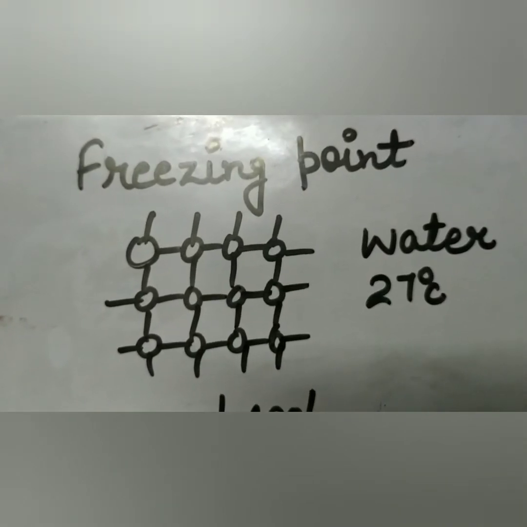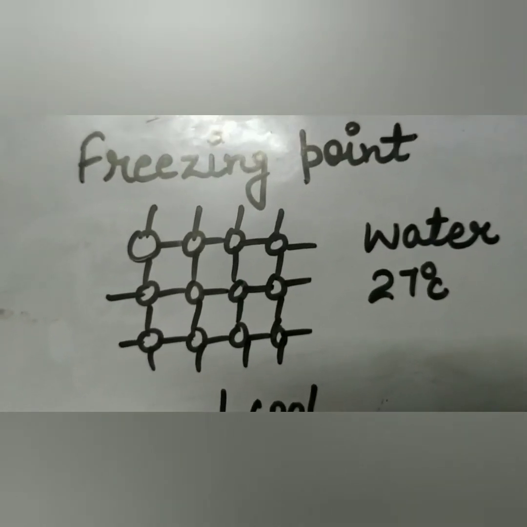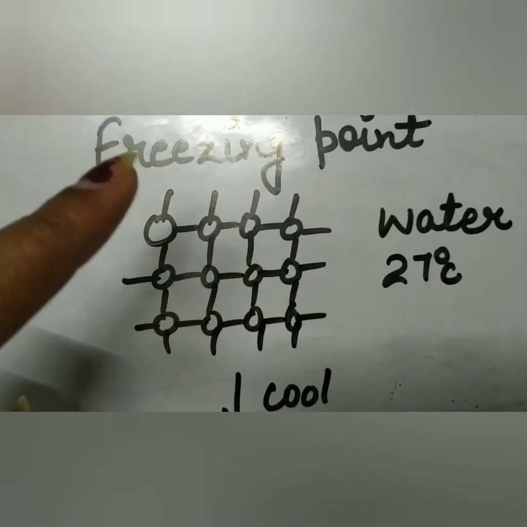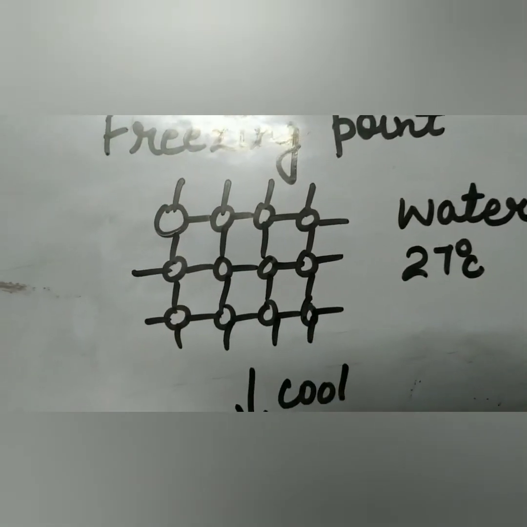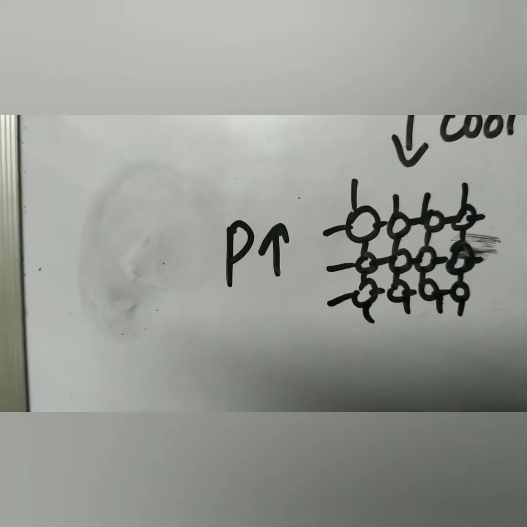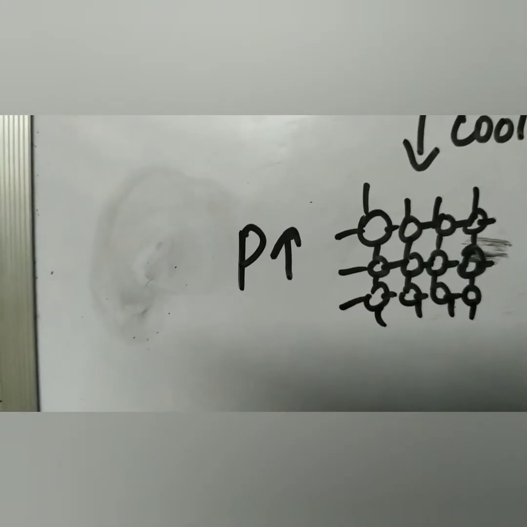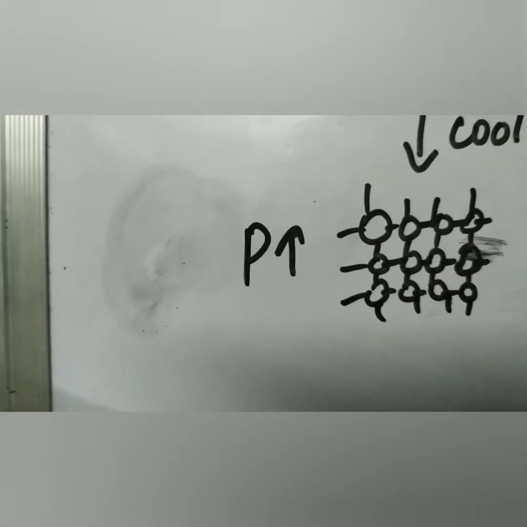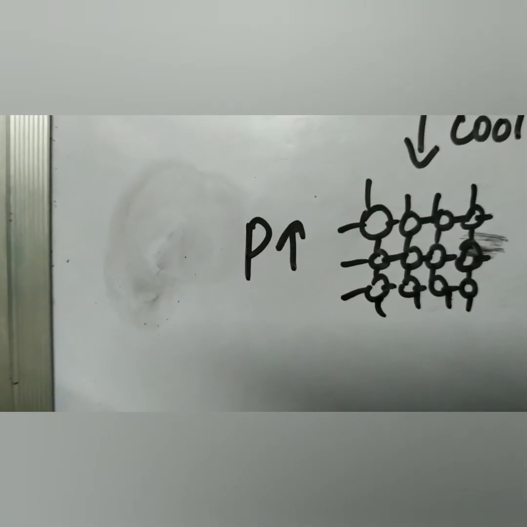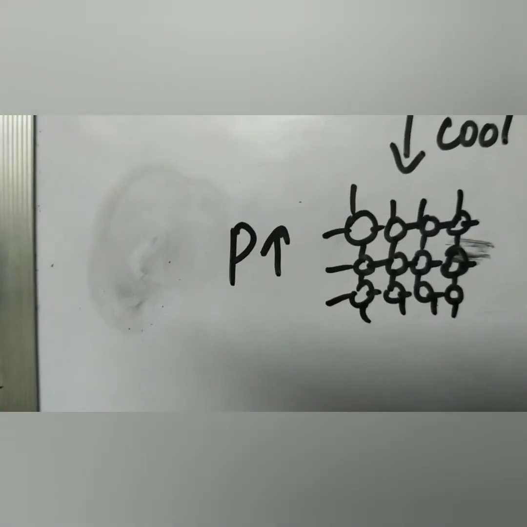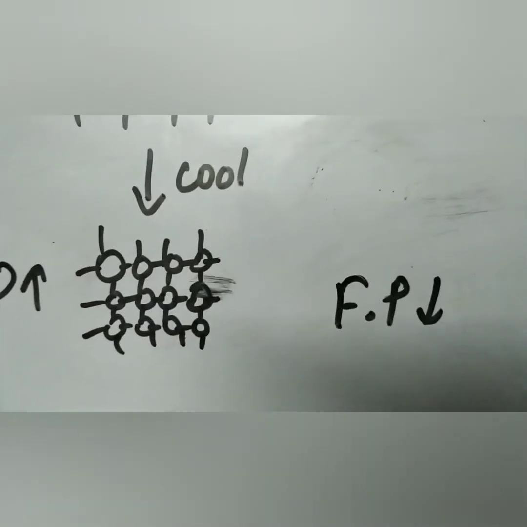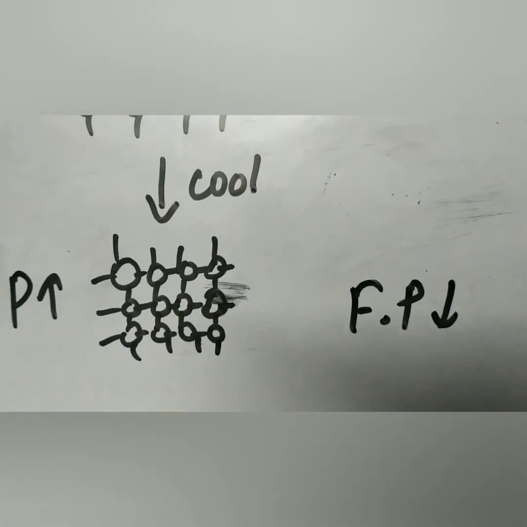Effect of pressure on the freezing point. This is the water molecule arrangement at room temperature, but when we apply pressure on it, the water molecules contract. The water molecules contract, and they need less energy to freeze. So we conclude when we increase the pressure, the freezing point should decrease.